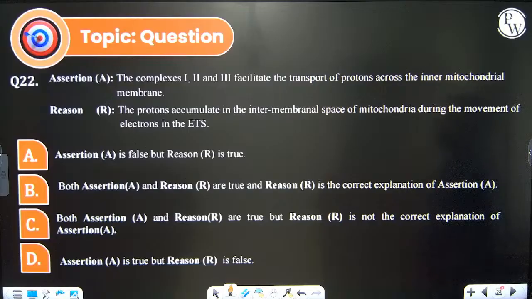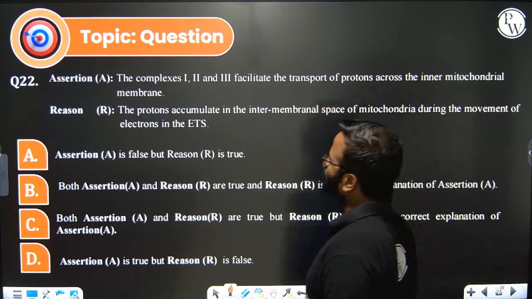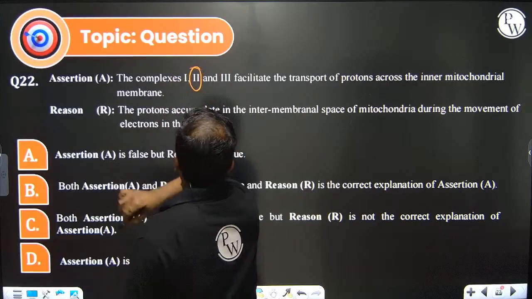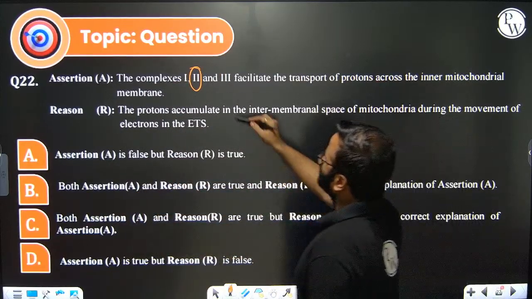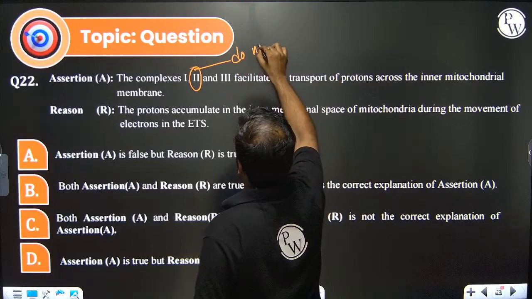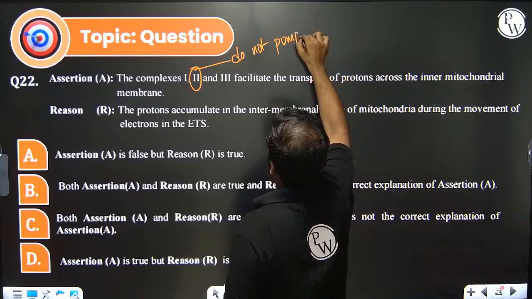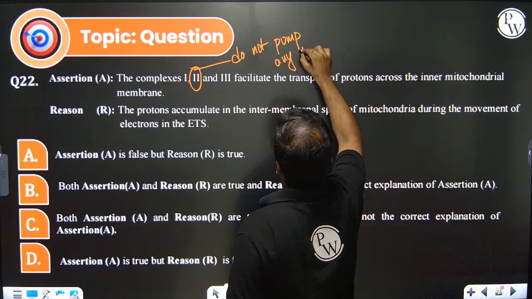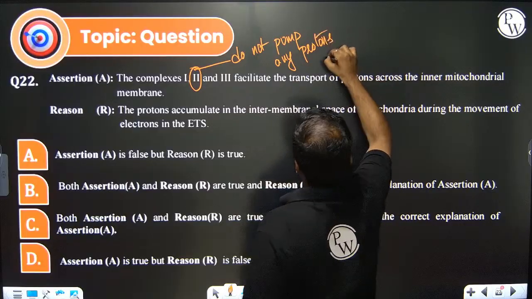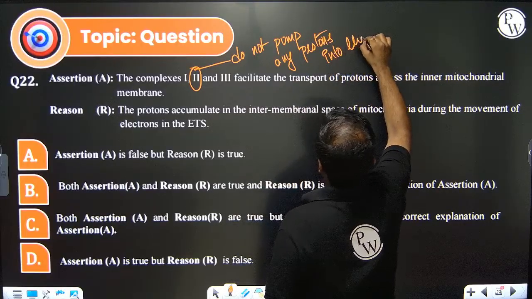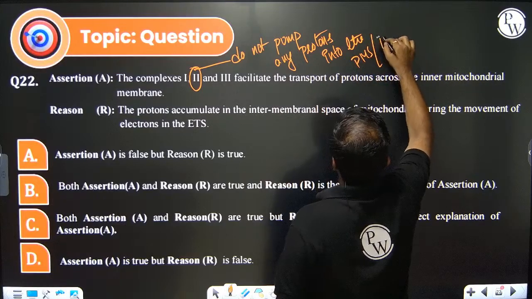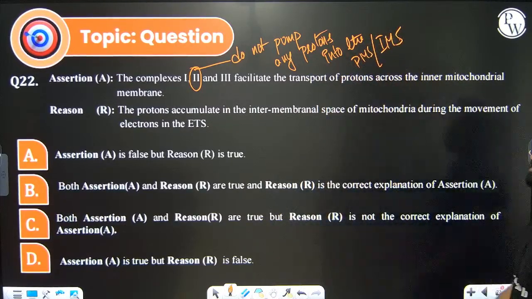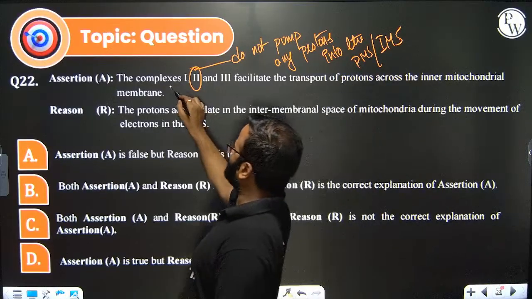The complexes 1, 2 and 3 facilitate the transport of protons across the inner mitochondrial membrane. Complex 1, 2, there you go. There is a black sheep over here. Complex 2 does not pump any protons into the PMS, perimitochondrial space, or intermembrane space. So I would go with this statement as wrong.